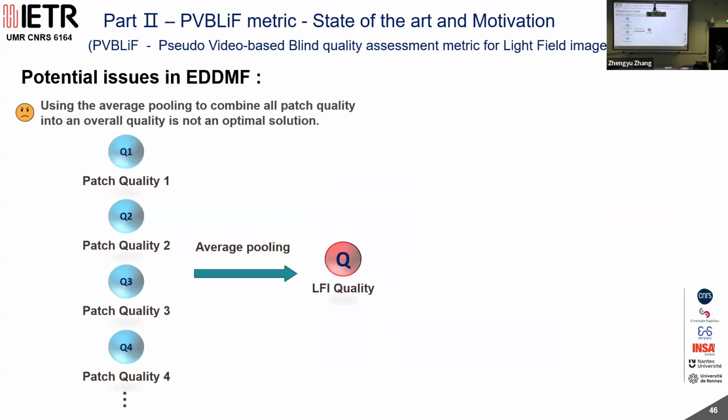And then another potential issue in the current environment is the use of average pooling to combine all the patch quality into an overall quality. Actually, it is of course not an optimal solution. So considering that different regions may have different contributions to the overall quality of the light field image, we propose to pool their quality based on their importance regarding the overall quality.